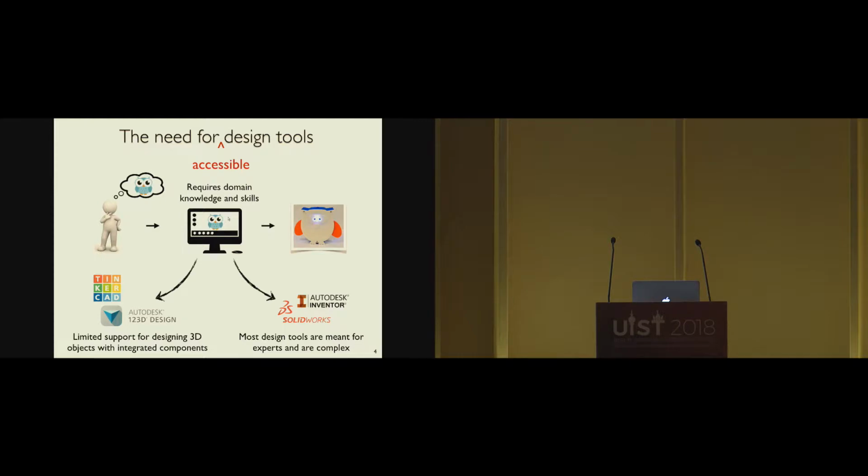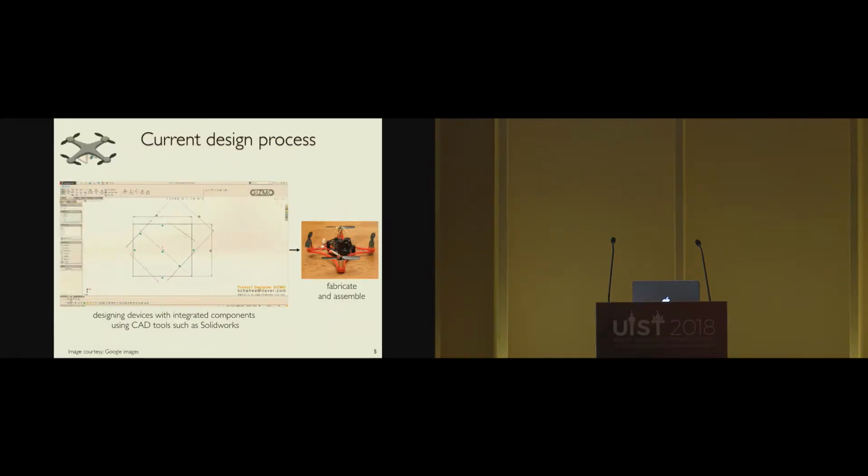So what does the design process of creating 3D objects with integrated components look like? Let's see an example. Say you want to make a quad rotor. The process of designing one in SolidWorks would look something like this. You would have to create detailed engineering sketches based on the dimensions of components, and then you would convert these sketches into relevant 3D geometries. While making these sketches, you will also have to account for dimensions of fasteners, keep space for wires, consider fabrication tolerances, and so on. And then you'll have to repeat this process for each and every component in your device.